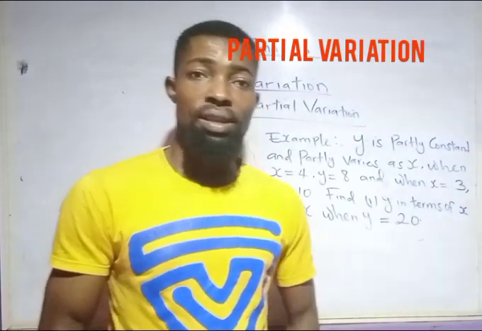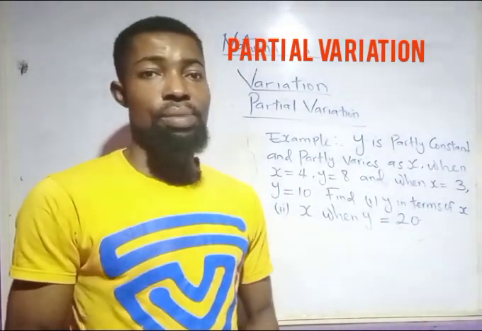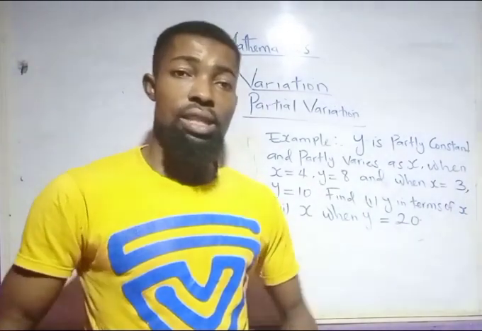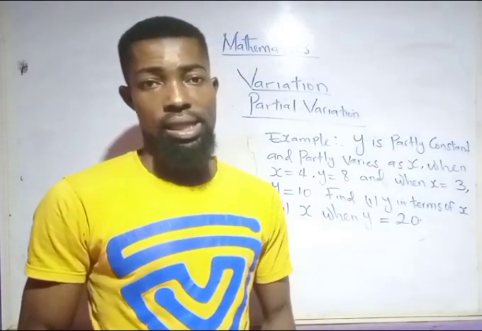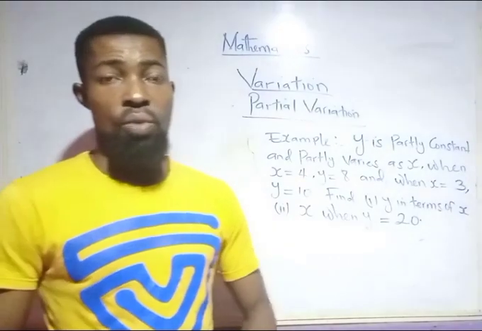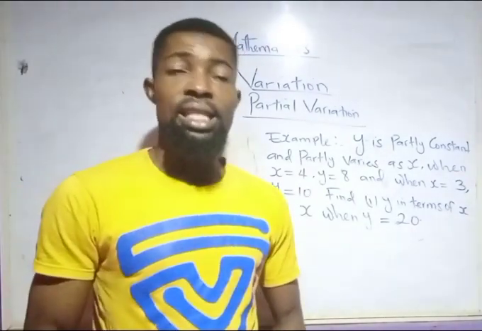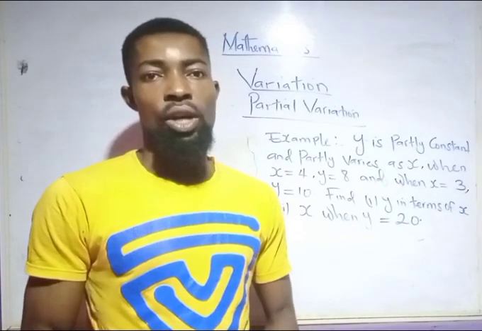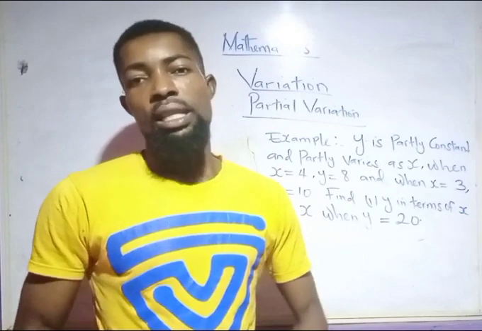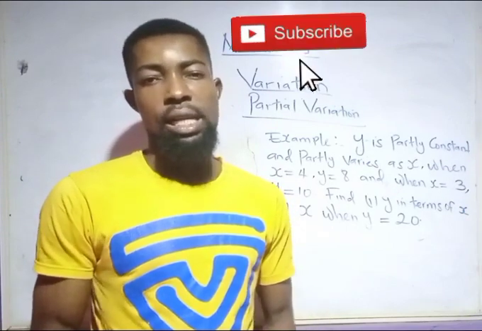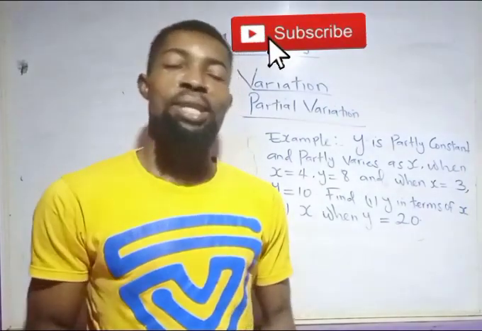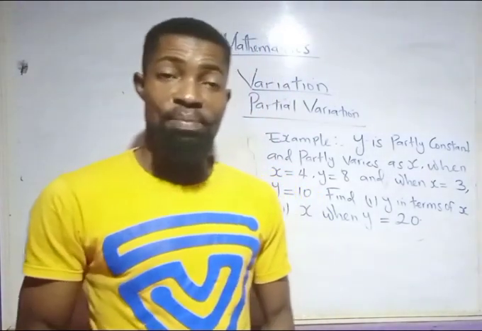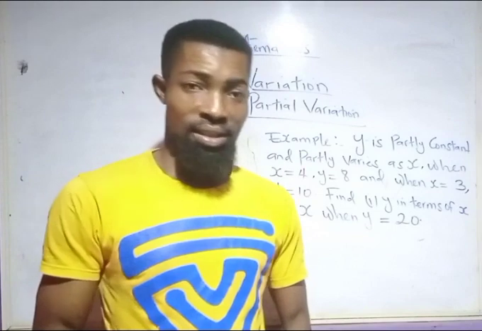Under partial variation, the relationship is expressed as an addition of quantities, where one of the quantities is constant. And under partial variation, we have two constants. Again, the relationship is formed in such a way that you are going to find their values simultaneously, meaning that we're going to solve simultaneous equations.